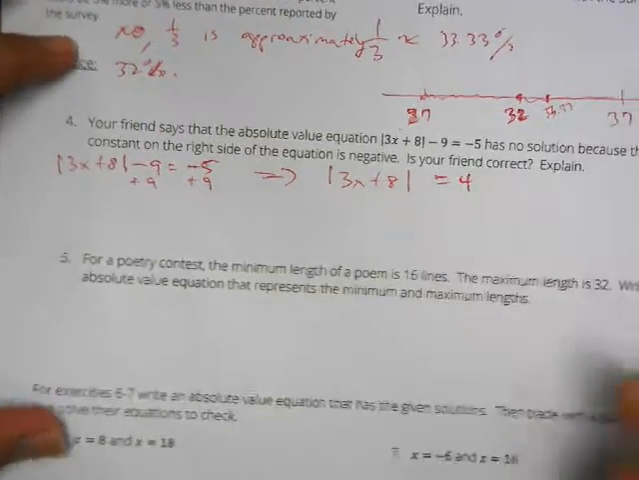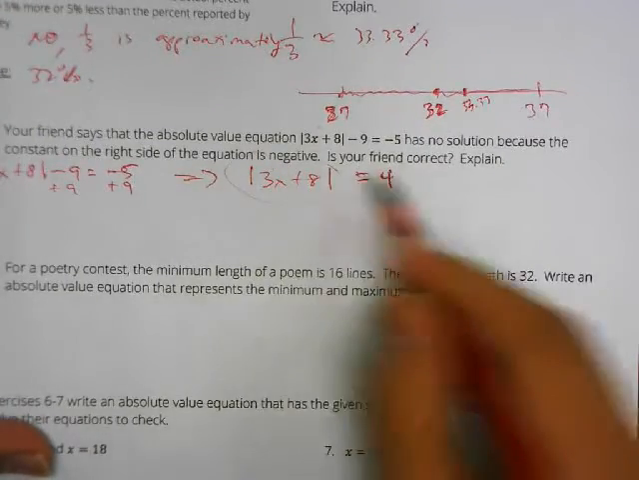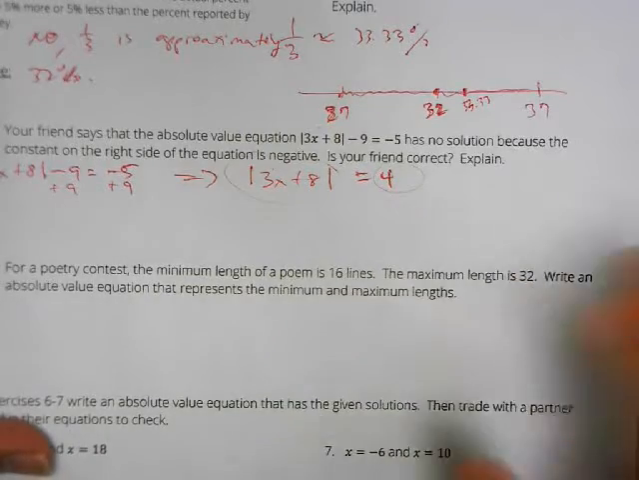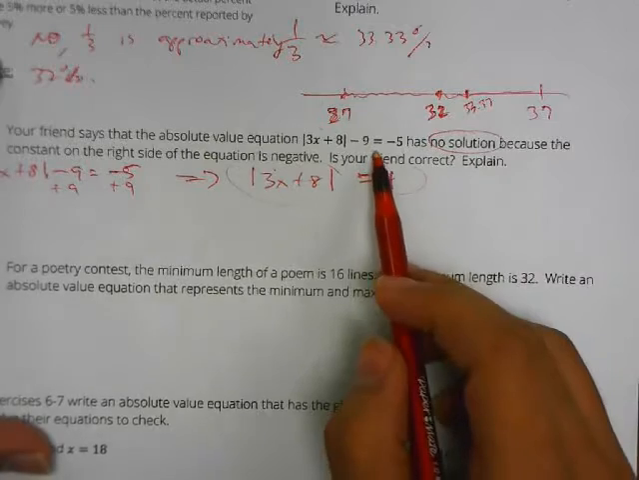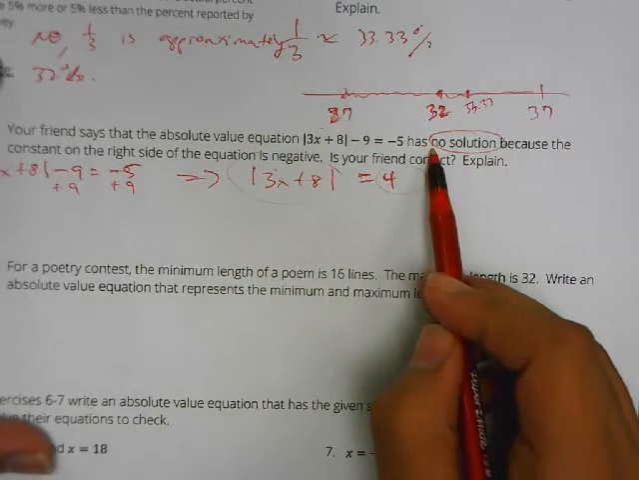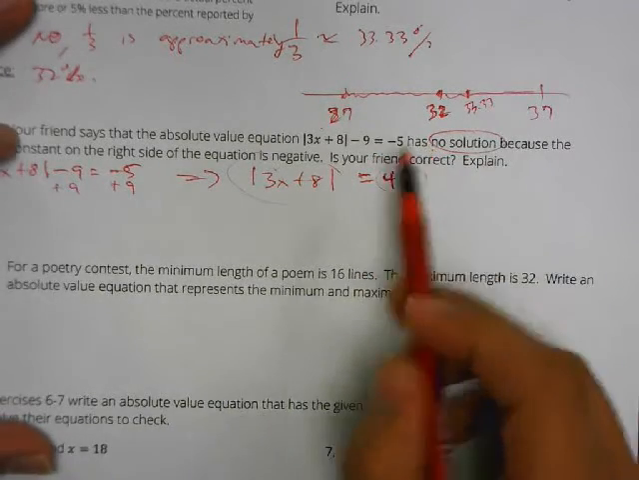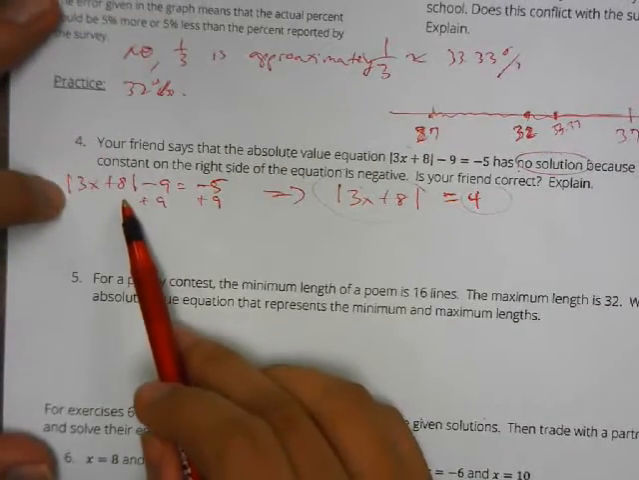So here, since our absolute value does not equal a negative number, it's perfectly fine. So when someone says this particular absolute value equation has no solution, it's not correct. It actually does. You just have to isolate your absolute value first.